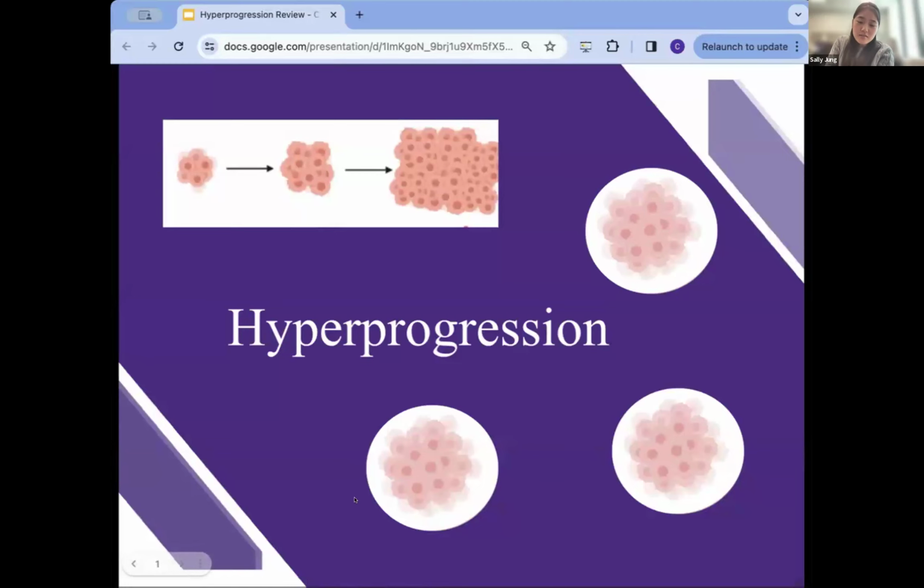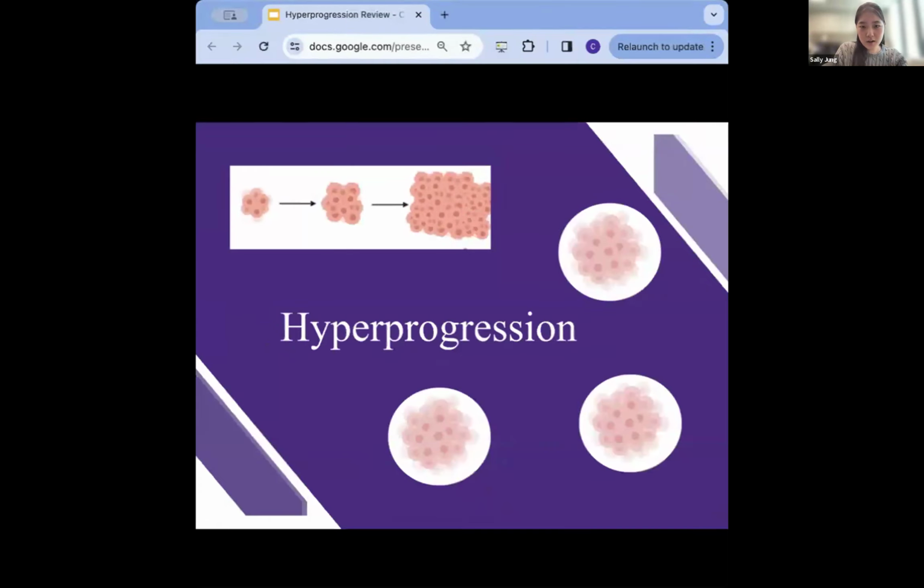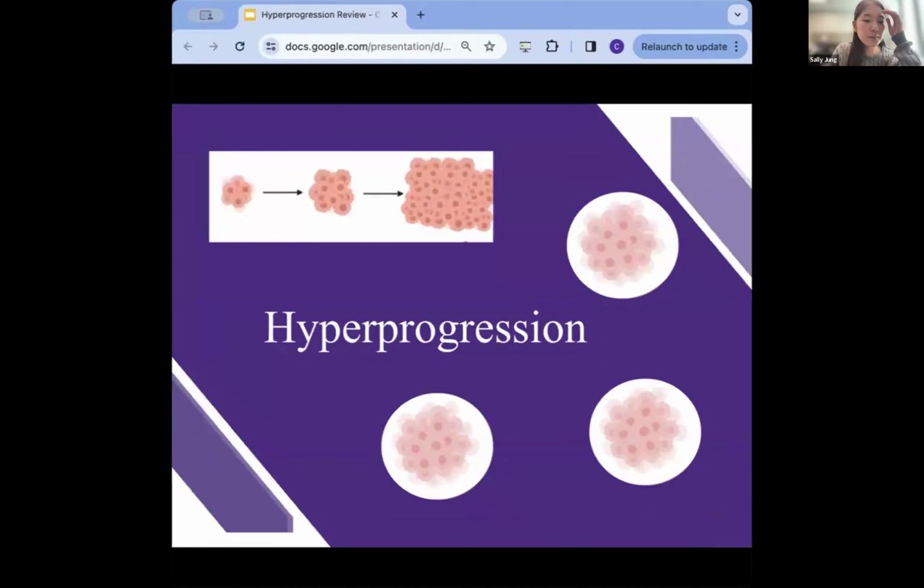Okay. So this is a presentation on hyperprogression. I don't know if you guys remember, but I did give a presentation a few weeks ago. But this will be more of a comprehensive presentation. So I will go over just a few important points from the last presentation, and then introduce you guys to a new paper that was published in this lab.